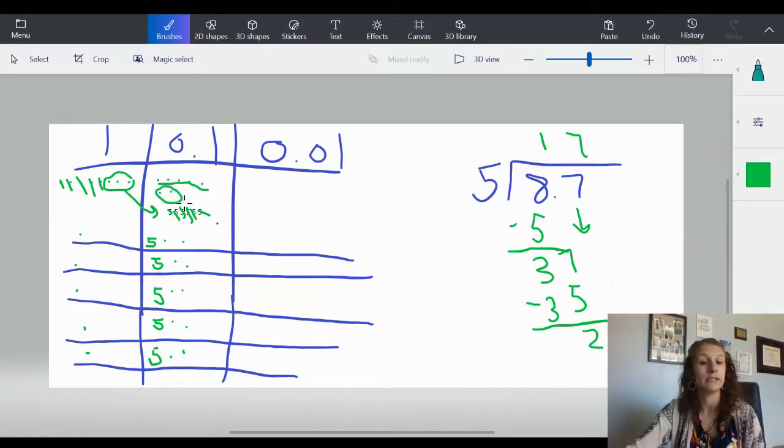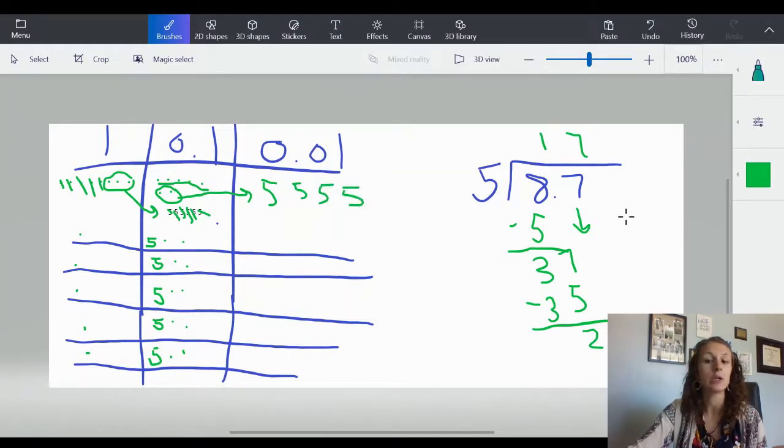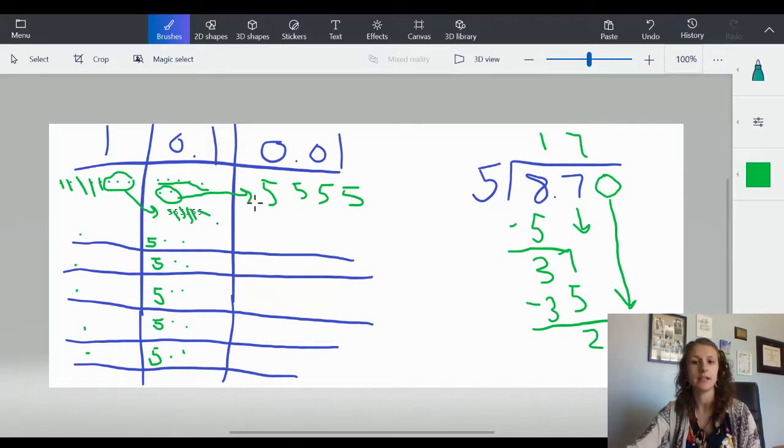Once again, we're going to decompose. These 2 tenths are the same as 20 hundredths. I'm going to go ahead and put my 5s. There's 5 hundredths, 10 hundredths, 15 hundredths, 20 hundredths. How do we represent this over here? Well, we know that 8 7/10 is the same as 8 and 70 hundredths. So I can go ahead and put in that placeholder 0 so that way I can go ahead and symbolize that decomposition into 20 hundredths.